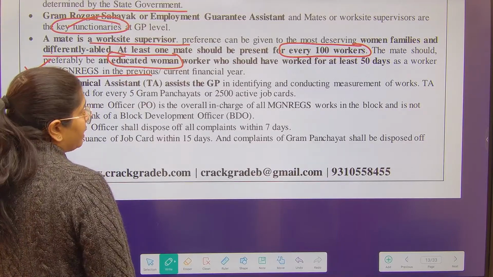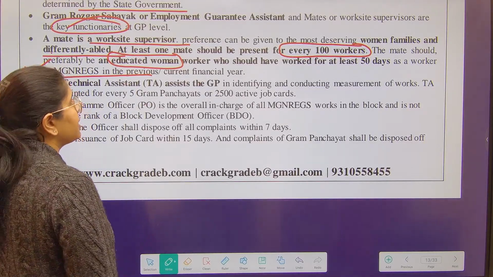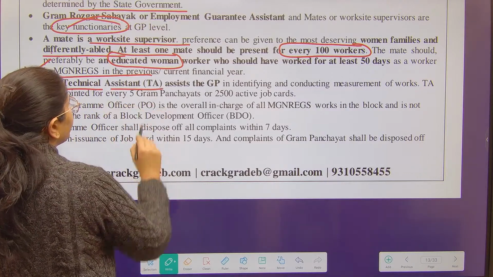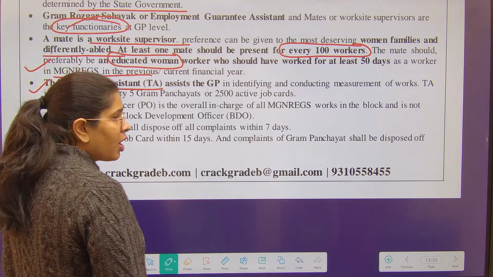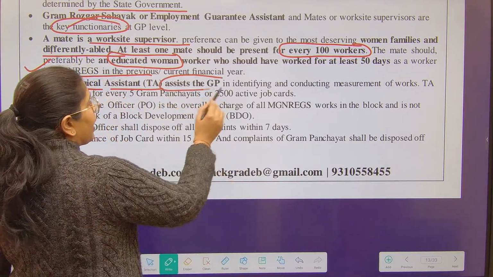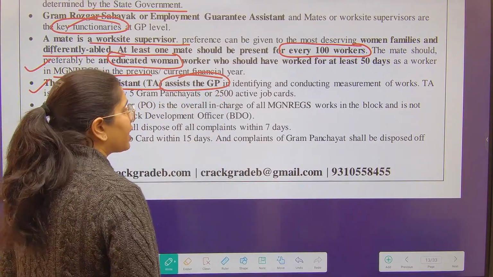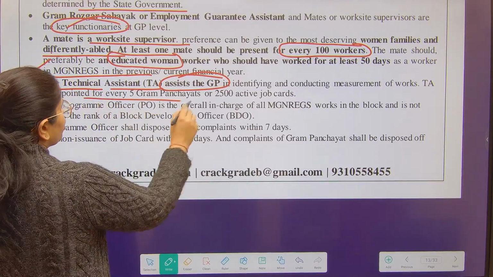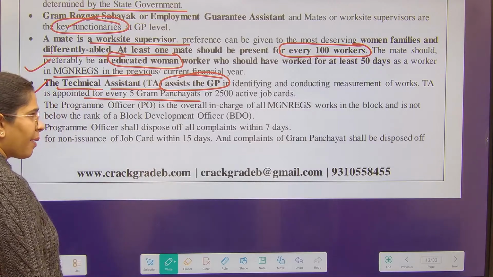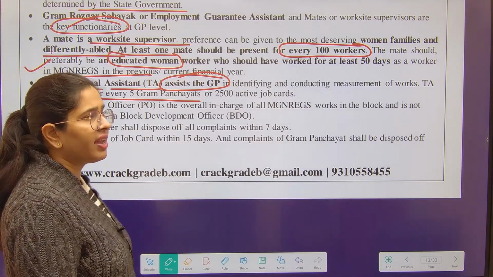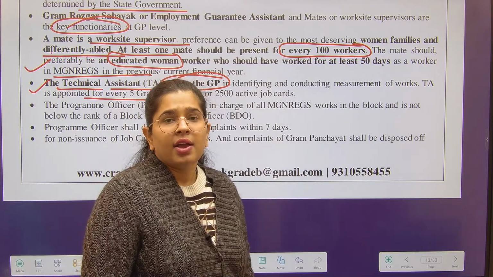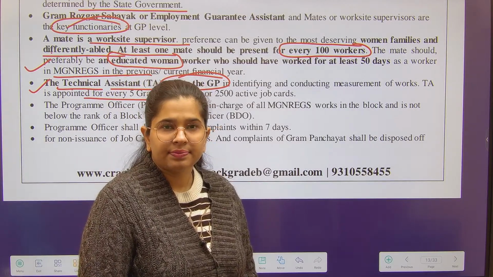Now, apart from the employment guarantee assistant, there is also a person who is going to be a technical assistant that is going to assist the Gram Panchayat in identifying and conducting measurements of the work. This particular person has to be appointed for every 5 Gram Panchayats or 2500 active job cards. That means 5 Gram Panchayats.